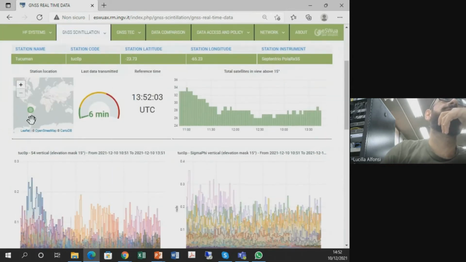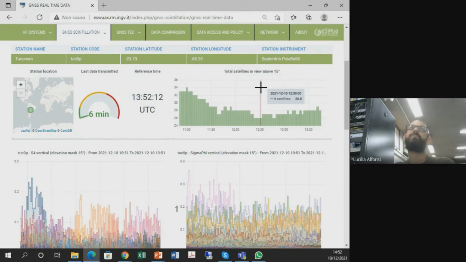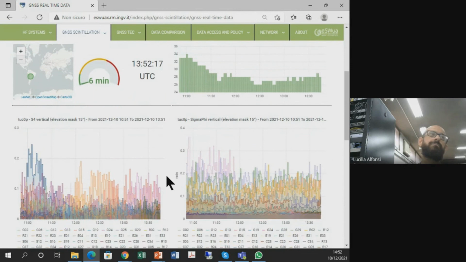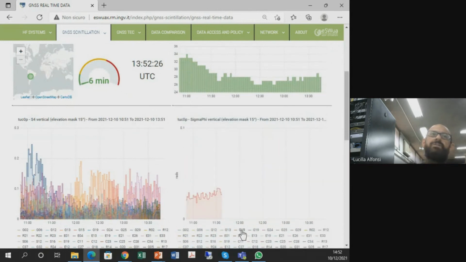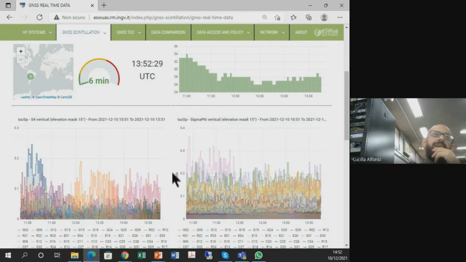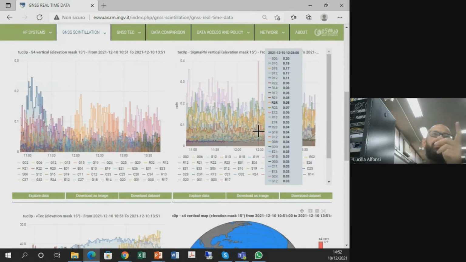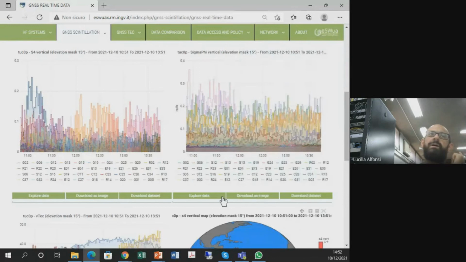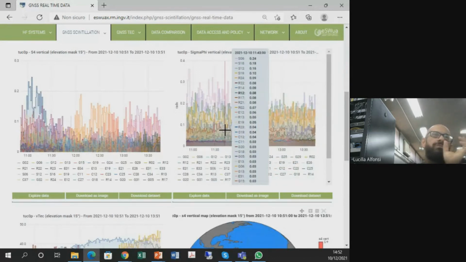And here you have the location of the station, and how long ago we received the last data, 6 minutes, because we receive data every 15 minutes. And here the satellites in view. And finally, the S4 and sigma phi indices from the receiver in Tucumán. Here you have the legend. You can select one single satellite or all the satellites, and you can download the data you are looking at, or download the image of the plot you are looking at.